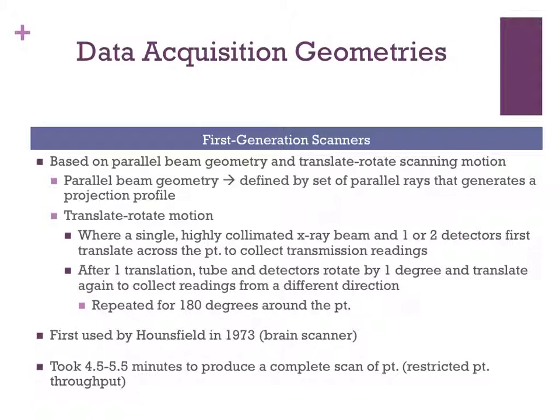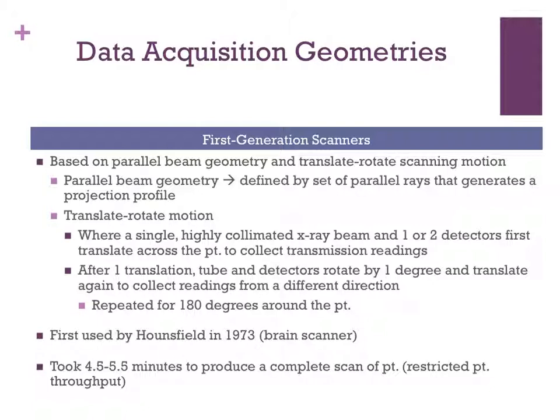Regarding the first generation of scanner, this is based on the parallel beam geometry and the translate-rotate scanning motion. Parallel beam geometry is defined by a set of parallel rays that generates a projection profile. Regarding the translate-rotate motion, this is where a single highly collimated X-ray beam and just 1 or 2 detectors first translate across the patient to collect the transmission readings.